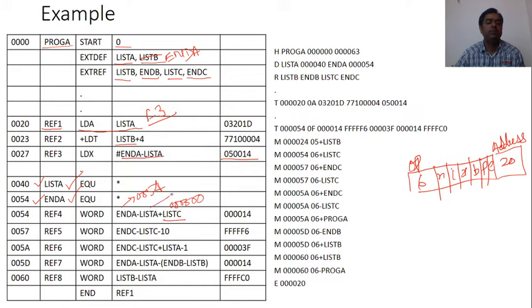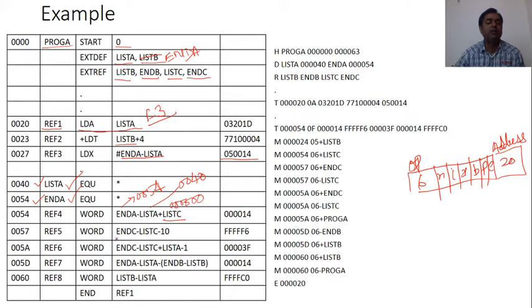And list A becomes 0040. When you subtract that, you will get 000014. Now, the next instruction is at address 0057, reference 5, word end C minus list C minus 10.